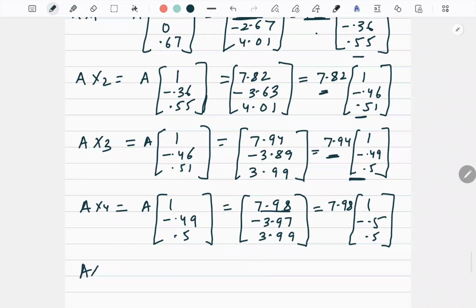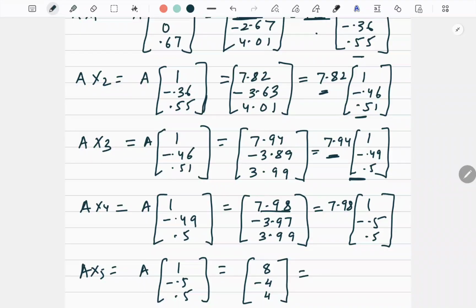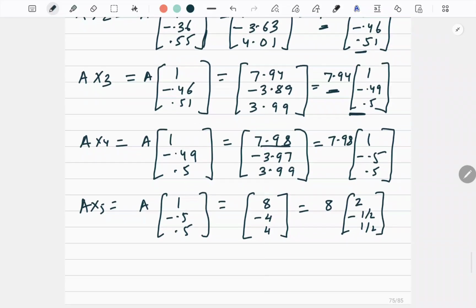Again repeat the process. A x5 is equal to A times 1, minus 0.5, 0.5. So when you do this, you will get a very simple 8, minus 4, 4. Correct? So now what I will do? I will take out 8 common. I will be left with 1, minus 1 by 2, 1 by 2. Correct? Now since I got the simple numbers, once again you do, you will get 8. So 8 is my largest eigenvalue and this is the corresponding eigenvector.